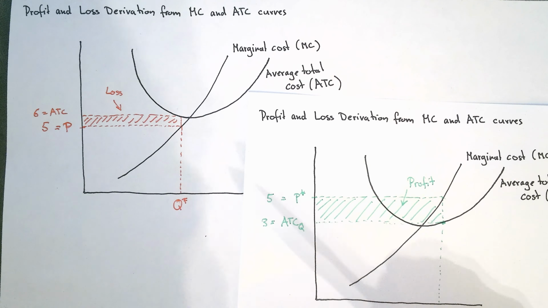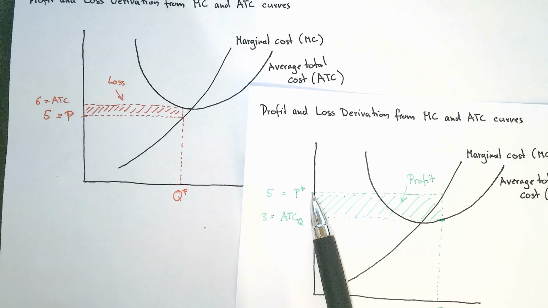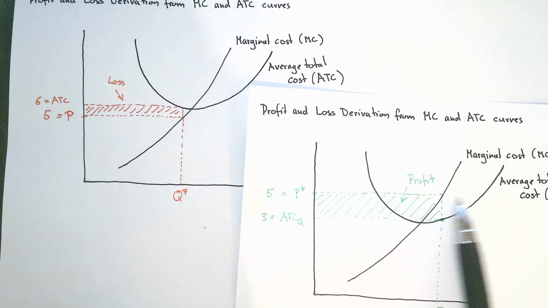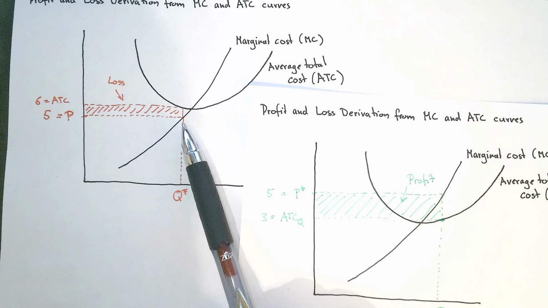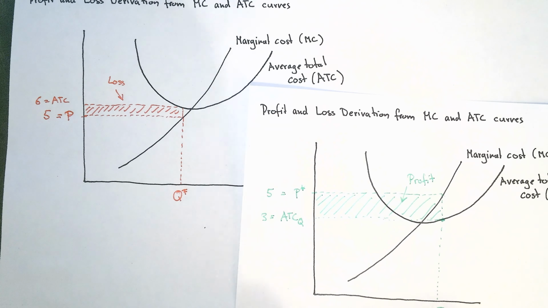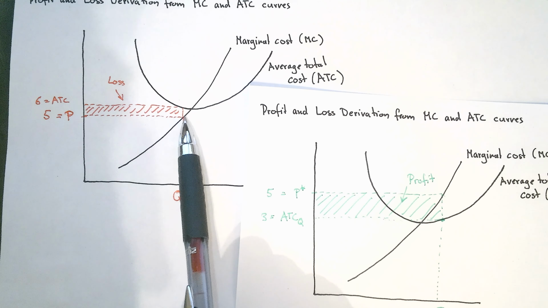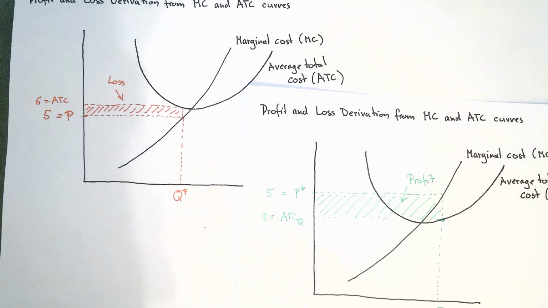Okay. So if you compare this to the situation that we had before, where we had a profit, the price was above the average total cost, and here the price is actually below the average total cost. And remember that what matters is the price being set equal to the marginal cost function, and then depending on where this price is, if the marginal cost function is below the average total cost, we are making a loss.